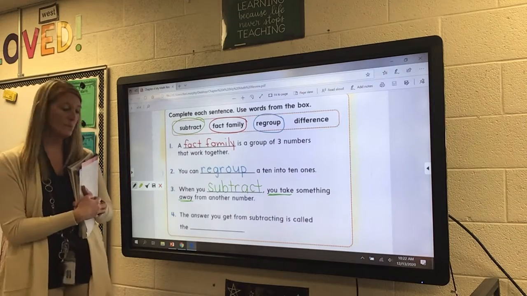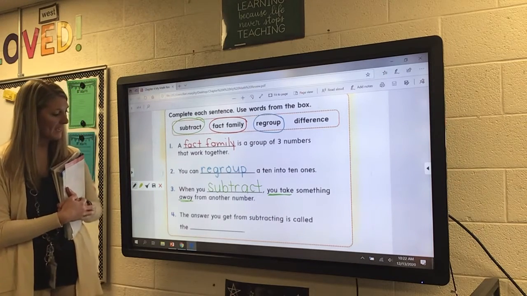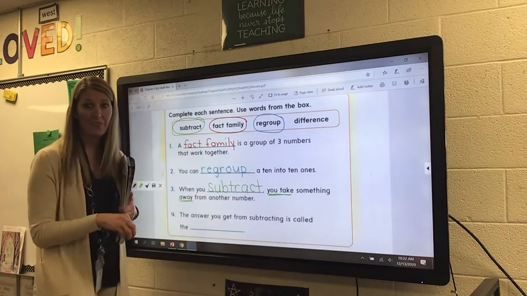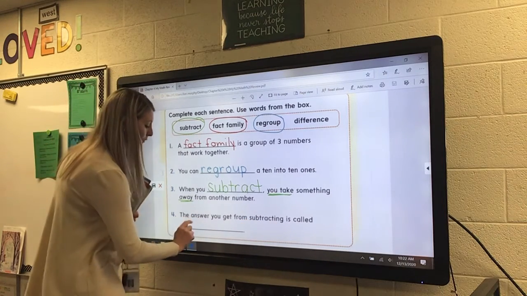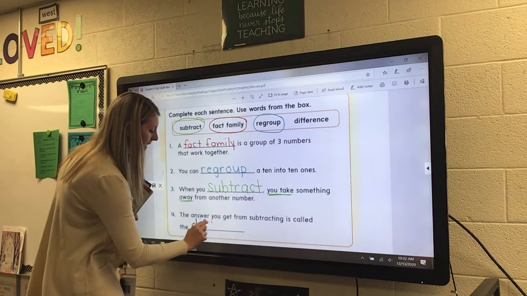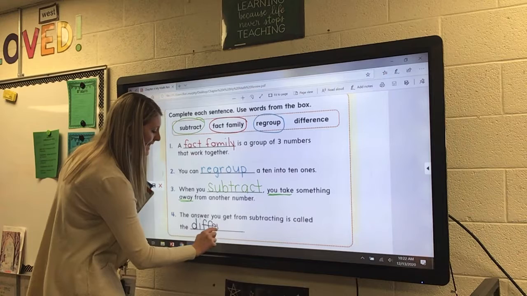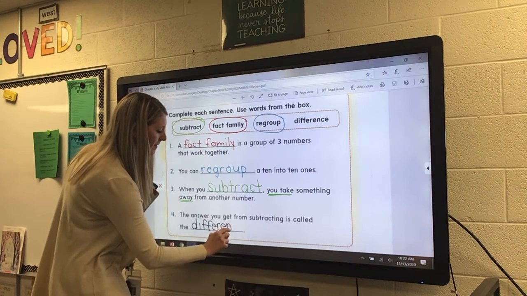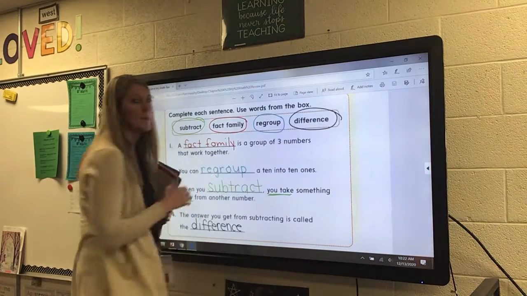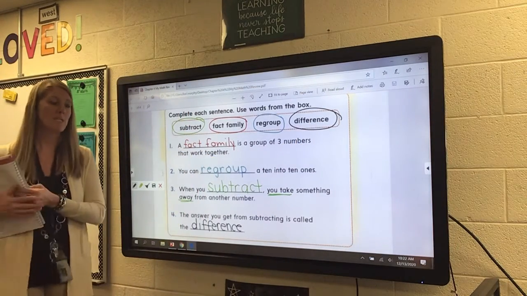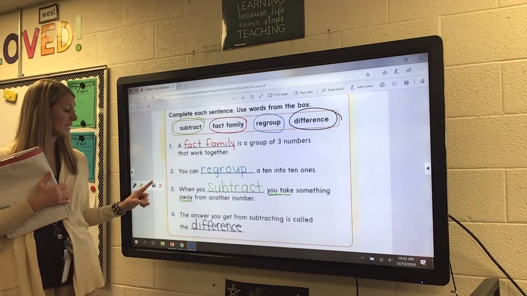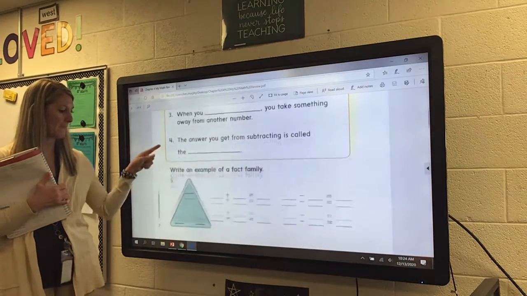So the last one, number 4, says the answer you get when subtracting is called the difference. Remember, when we do addition, it's the sum. When you're subtracting and you want to find the answer, it is the difference. Okay, pause the video if you need to catch up on writing these in. When you are done, we're going to move on to the bottom.